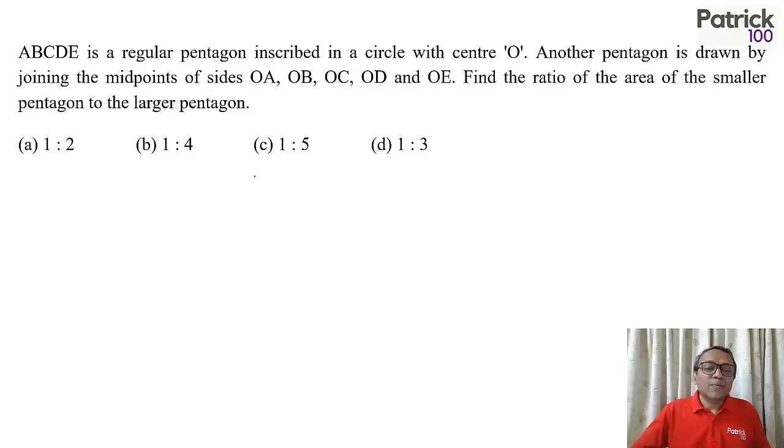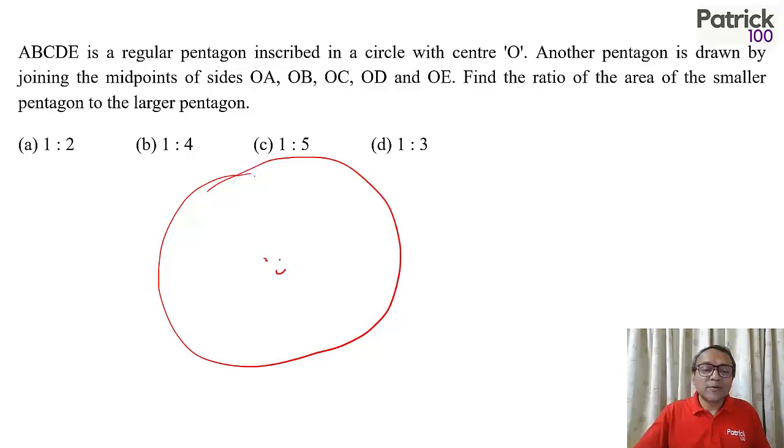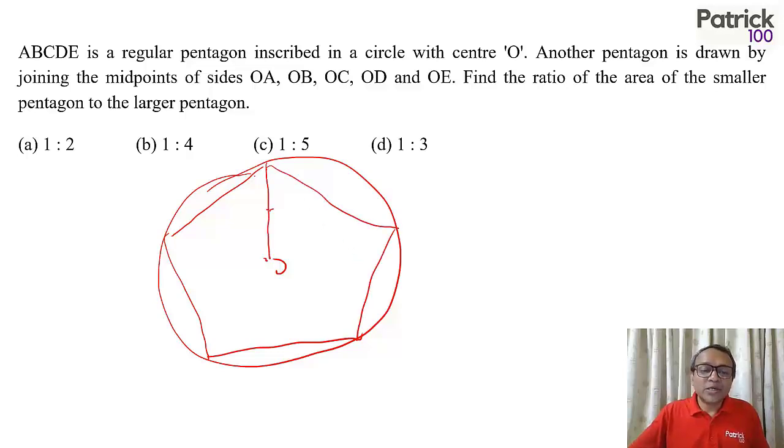So here you have a pentagon inscribed in a circle. You have a circle, O center, and you have a pentagon. Now for midpoints, at every midpoint, again you draw a pentagon. Find the midpoints, you draw a pentagon.